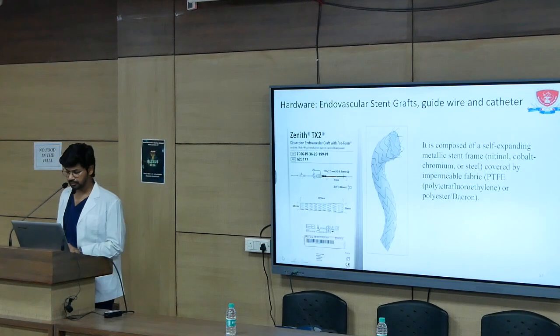So this is 200 mm in length, with the proximal end diameter of 28 mm and the distal end diameter of 36 mm. The aorta of our patient's case is 32 mm.